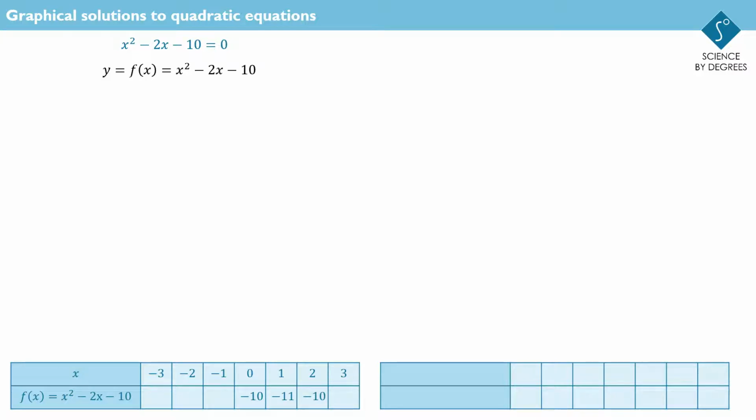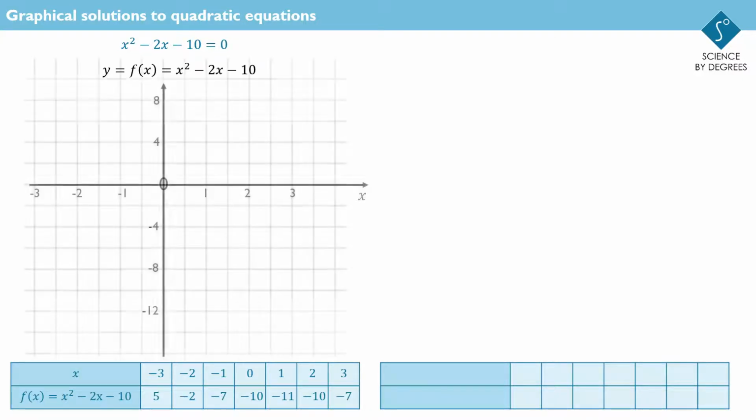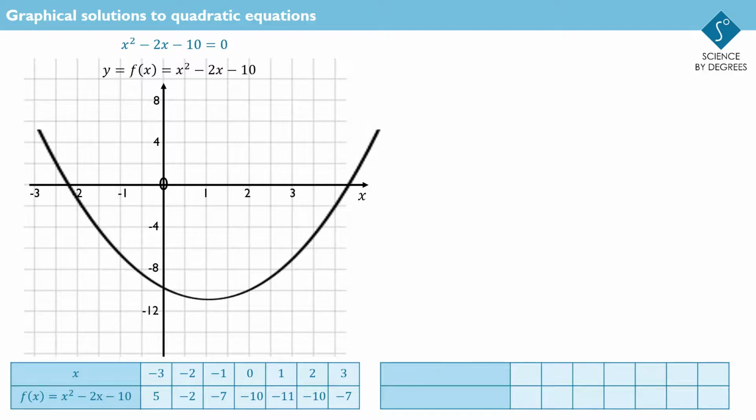The other values of f of x can be found, and if a graph of y equals f of x is plotted, it looks like this. Notice that the graph has a minimum at x equals 1, y equals negative 10. More importantly for our application, notice that the graph crosses the x-axis twice.